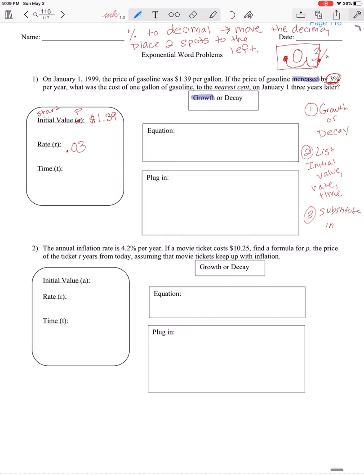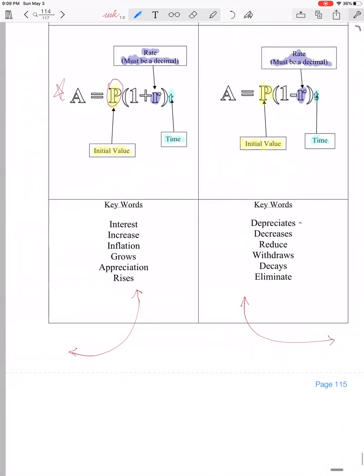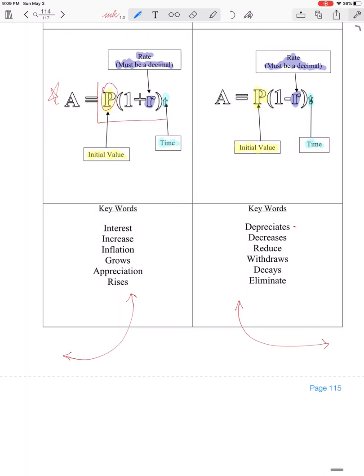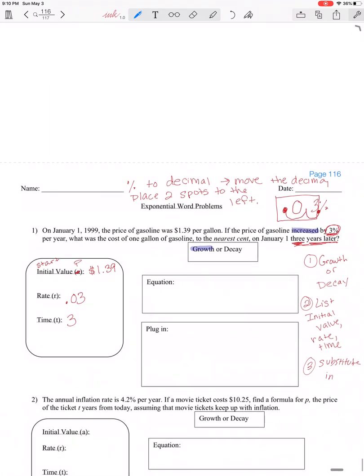All right. So now, my time. What was the cost of 1 gallon of gasoline to the nearest cent on January 1st, 3 years later? So my time is 3 because it's 3 years. Since this is a growth problem, the equation we're going to be using, if we look back at the top, is P times 1 plus R to the T. So we're going to write that down. A equals P times 1 plus R to the T power.